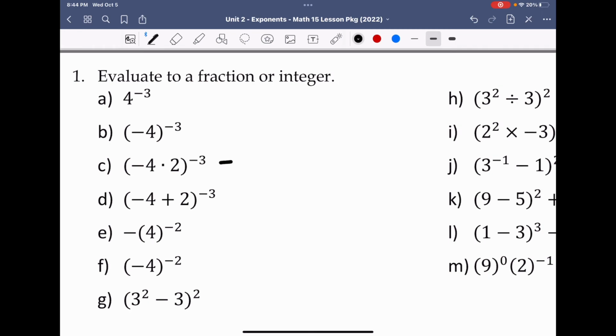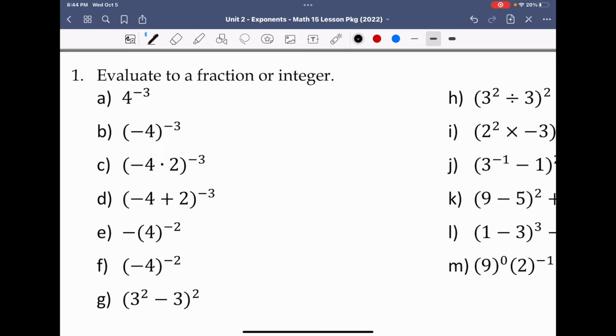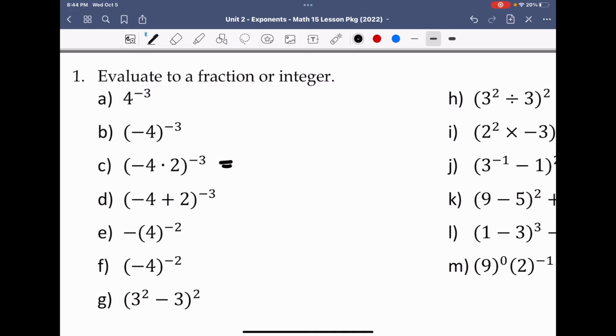Well, C, we want to always evaluate by BEDMAS, meaning brackets, exponents, and then all the other operations. So if I look at the interior here, I have -4 times 2. So I want to look at the interior. -4 times 2 is -8. And I keep this in brackets because I haven't applied an exponent yet. This is to the -3.